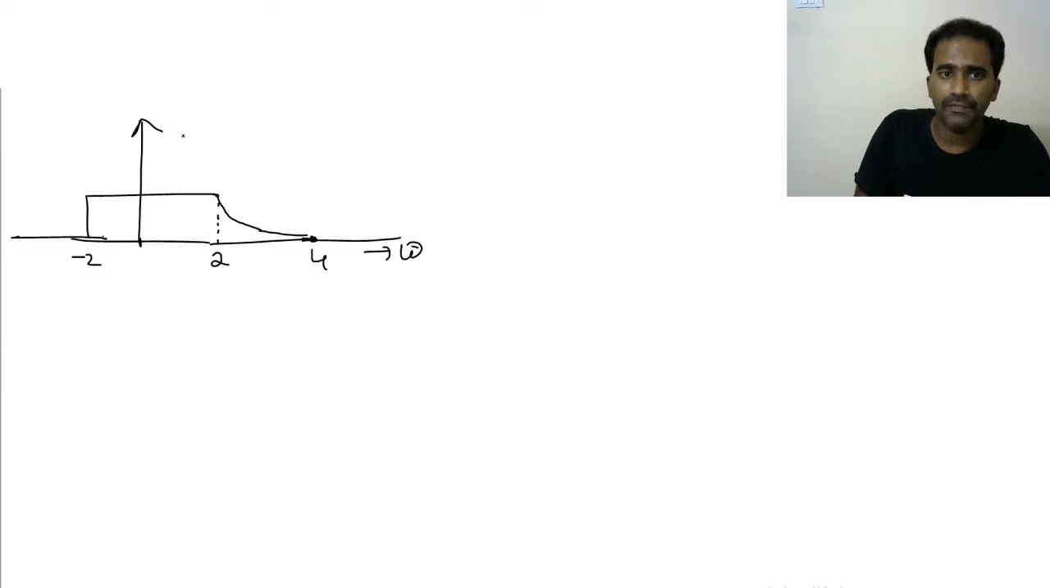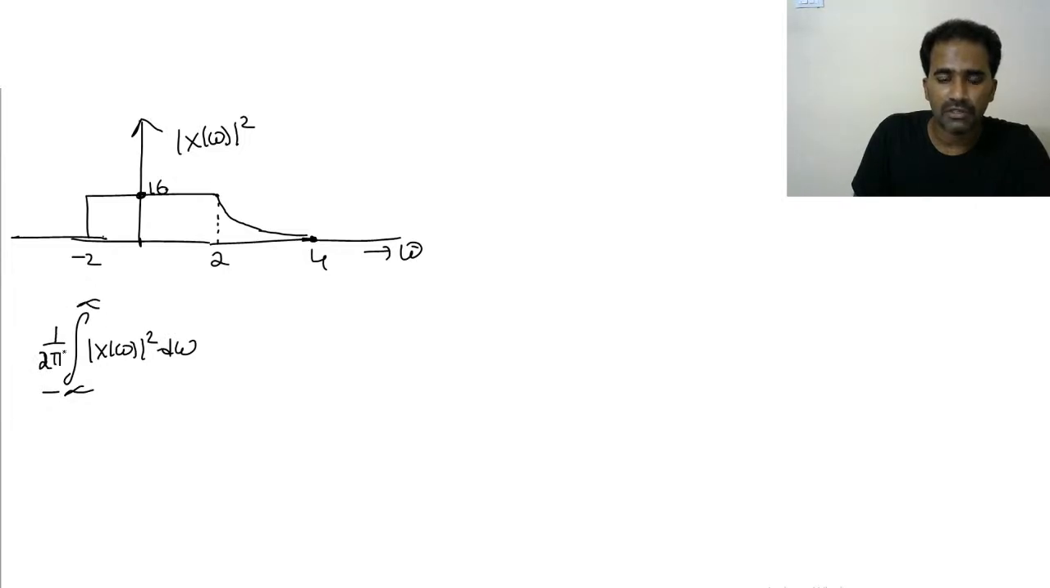As a function of omega, mod x of omega whole square. So what we want to find is the integration of mod x of omega whole square d omega, limits from minus infinity to plus infinity, 1 by 2 pi. This is what we want to find.